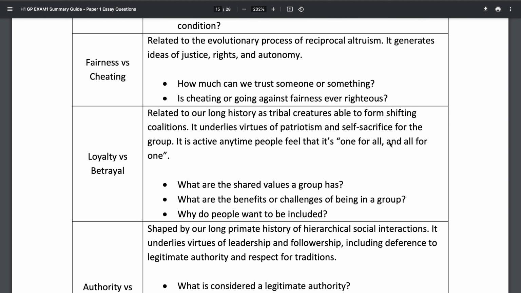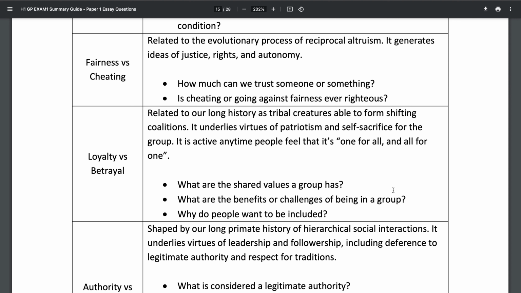Loyalty versus betrayal. Now, this is related to things like patriotism, self-sacrifice, one for all for one. This is the very common thing that you have heard, right? It's related to loyalty, it's related to betrayal, right? So, first and foremost, group mentality, herd mentality. What are the shared values that a group has? What are the benefits or challenges of being in a group? And why do people want to be included?